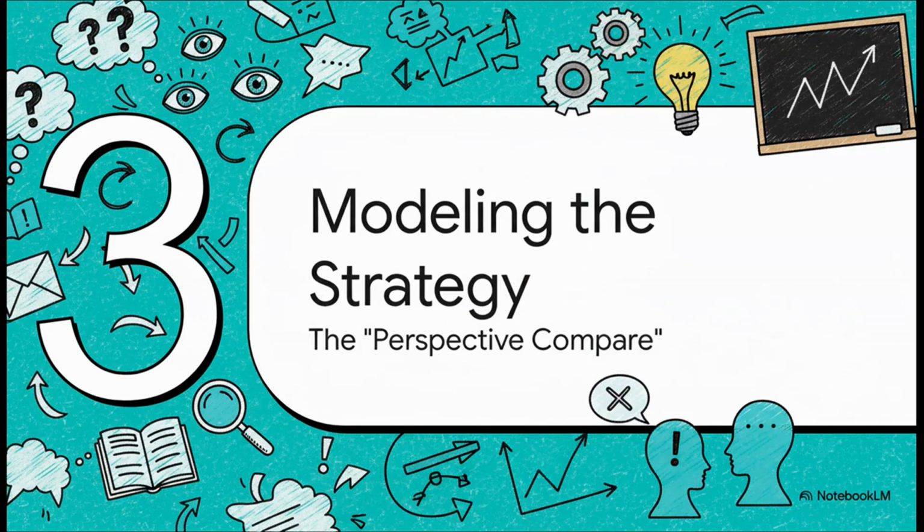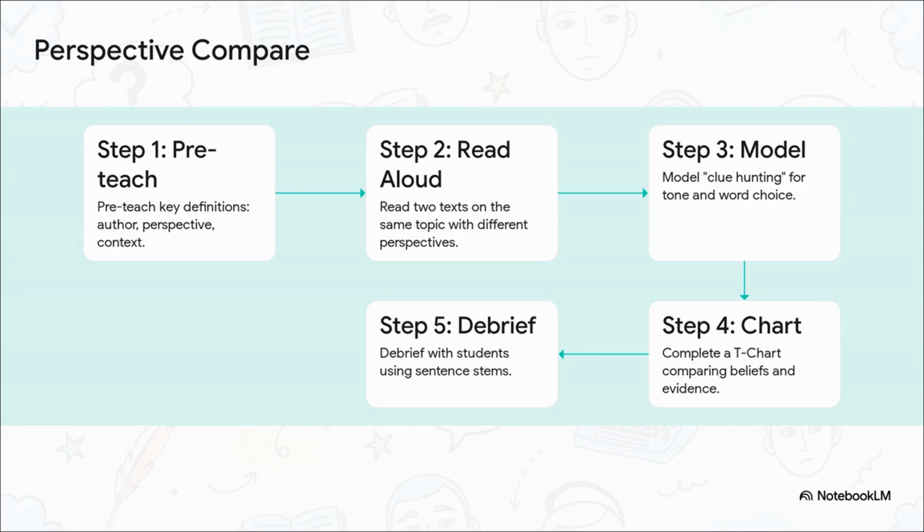All right, this is where the magic really starts to happen. The I do part of the lesson. This is our moment to model our own thinking out loud, to show students exactly how a skilled reader actually uncovers an author's perspective. We're going to use this really clear 5-step strategy called the perspective compare. It starts with pre-teaching the vocab we just talked about, then moves into reading 2 different texts on the same topic, modeling how you hunt for clues, and then organizing all those thoughts in a simple T-chart.